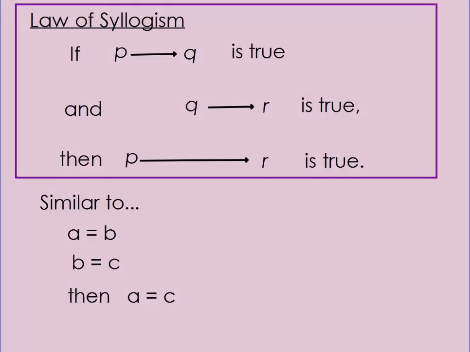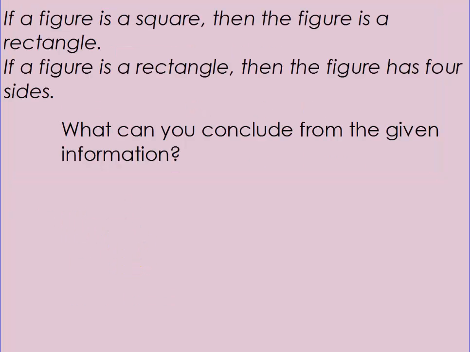All right, the other law is the law of syllogism. This law says if P then Q is true, and if Q then R is true, then if P then R is true. So basically it's connecting those into one big conditional. It's similar in math where if I said if A equals B and B equals C, then A equals C. It makes that jump from A to C. It's the same kind of concept.